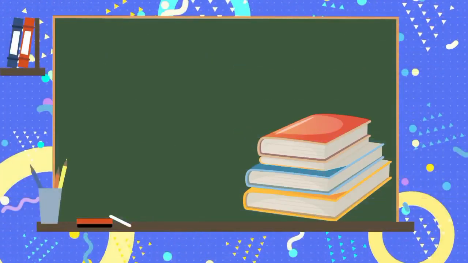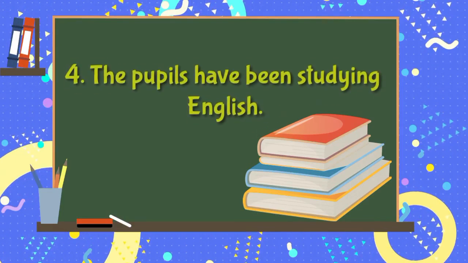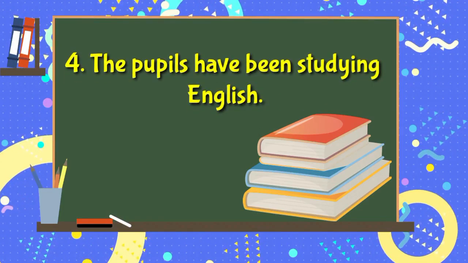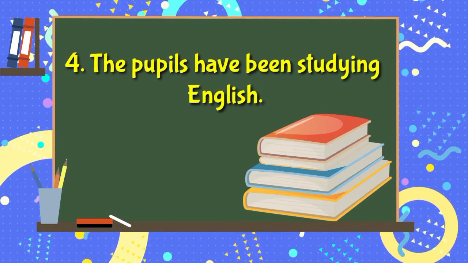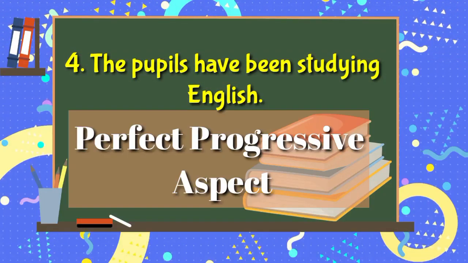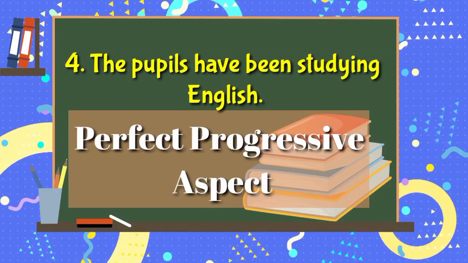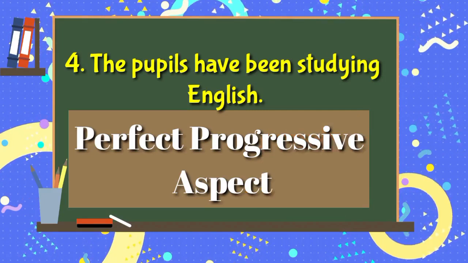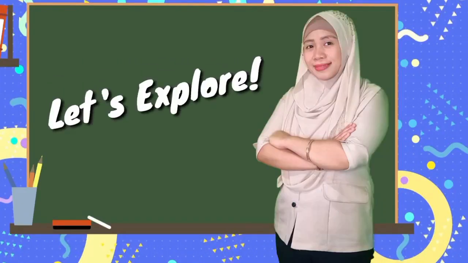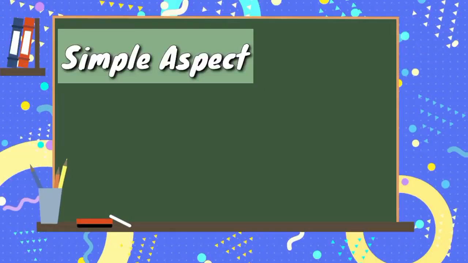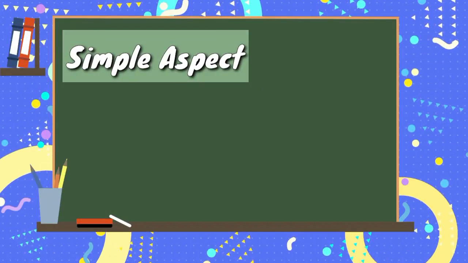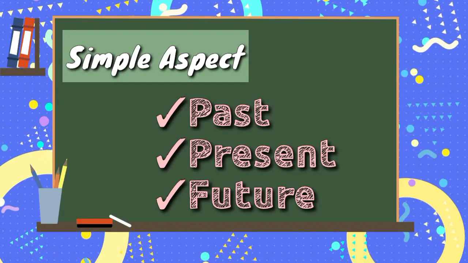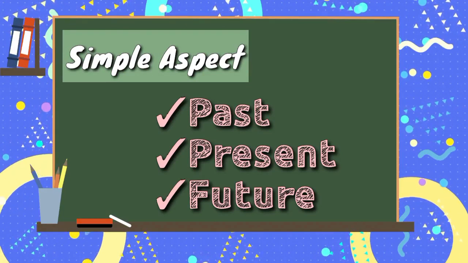And lastly, in sentence number 4, the pupils have been studying English is an example of perfect progressive aspect because it focuses on the completion of an action that is in progress. Let us explore more on each aspect of the verb. Let's start with the simple aspect. We have simple past, present, and future tense.